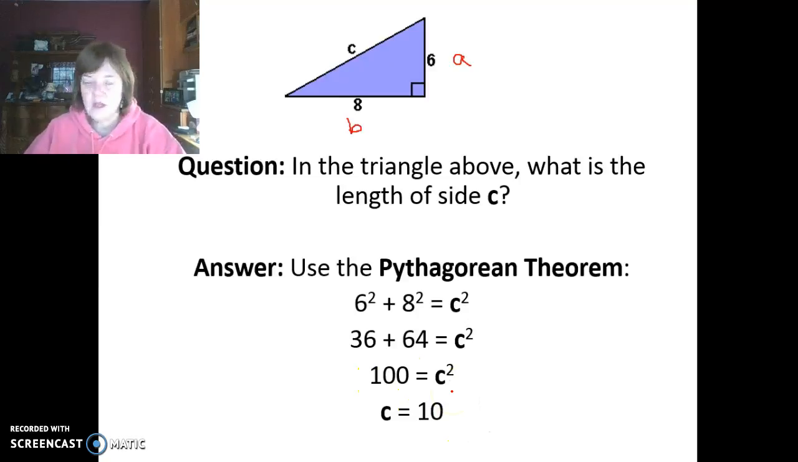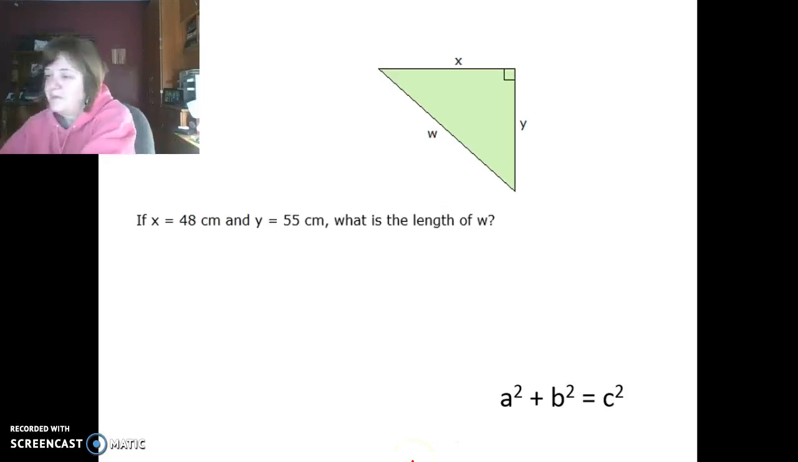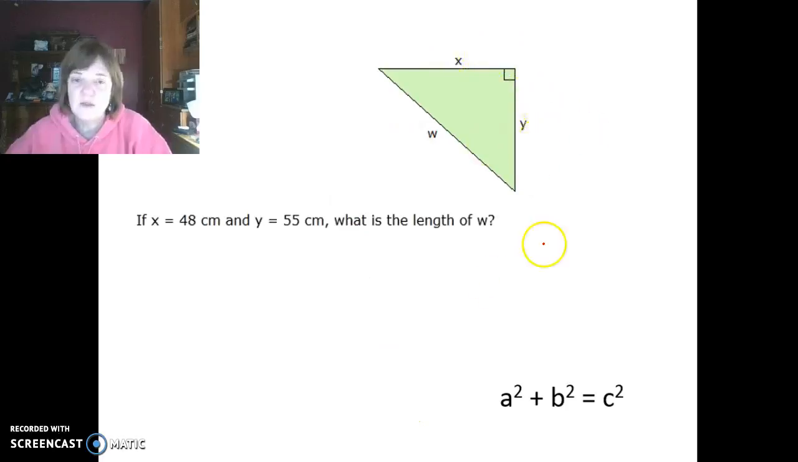All right, let's do another one. I'll do this one with you, and I'm going to use my pen. Now we're going to see different letters in here, so we're going to figure out which ones are our A's and our B's, and the best thing to do is to label things. X is 48, so I'm going to write it right here. I recommend that you always do that. Y is 55, so I'm going to put that there. If you need to also label the A, B, C, go ahead and do that too.